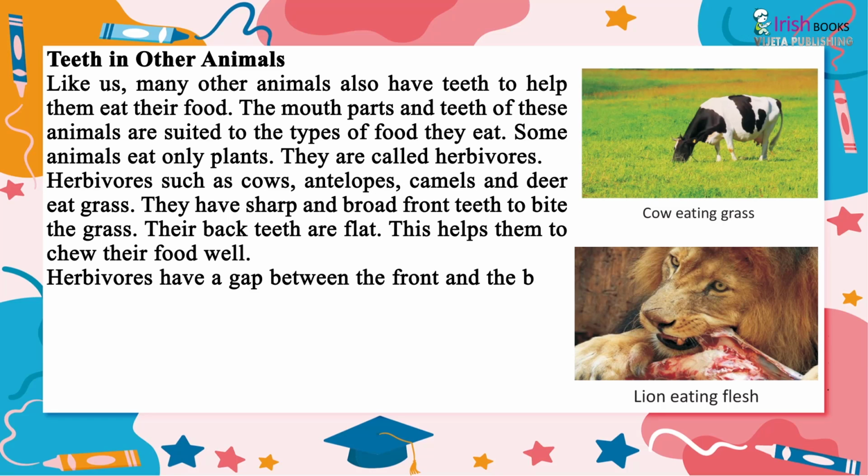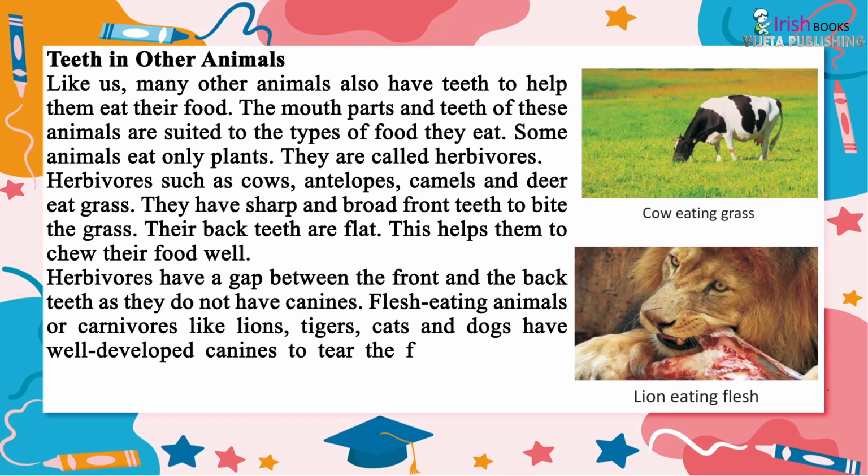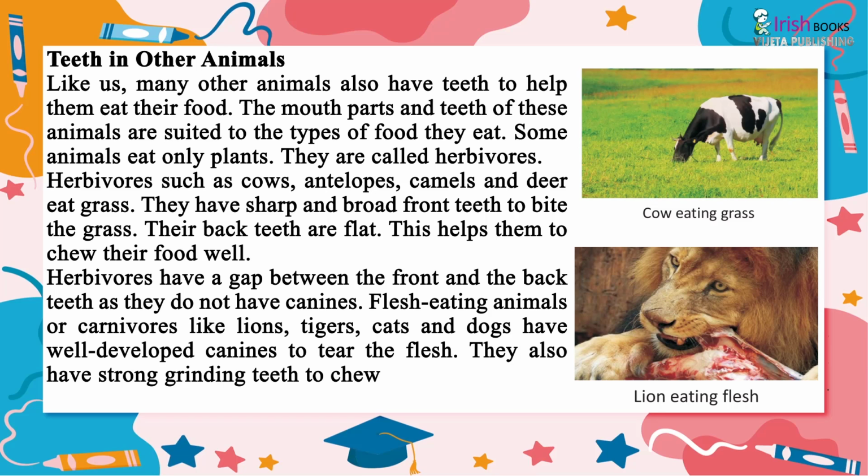Herbivores have a gap between the front and the back teeth as they do not have canines. Cow eating grass. Flesh-eating animals or carnivores like lions, tigers, cats and dogs have well-developed canines to tear the flesh. They also have strong grinding teeth to chew the flesh.